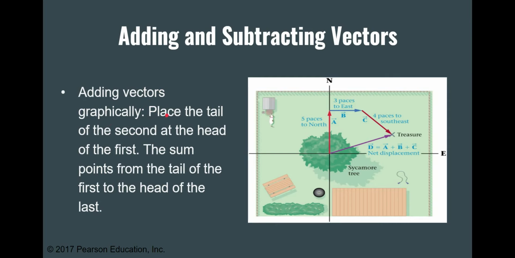Anytime you are adding vectors, you always place the tail, so that end part, or I guess the beginning part, of the second vector at the head of the first, just like we see here. So this is the tail of the blue vector, vector B, and it is touching the head of vector A. And the sum is going to point from the tail of the first vector to the head of the last. So this is our sum, and that will always be the case. We'll start with that first vector, at its tail, and then it will end at the head of the final vector that we are adding. So here we see that vector A plus vector B plus vector C is equal to vector D.